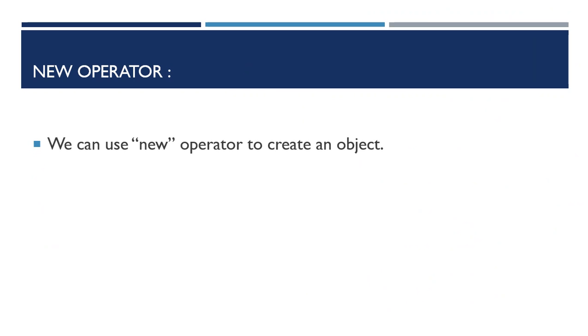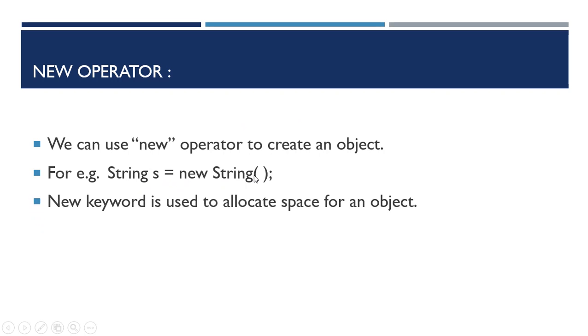So the last operator that we are going to discuss is the new operator. Actually, the new operator is used to create an object. How to use this? See, the name of the class, then the object name, then equals to new, and the name of the constructor. Actually, the new keyword is used to allocate space for an object. If you want to create an object, then we need to allocate space to it. How can we allocate space dynamically? We can allocate space by using the new operator.